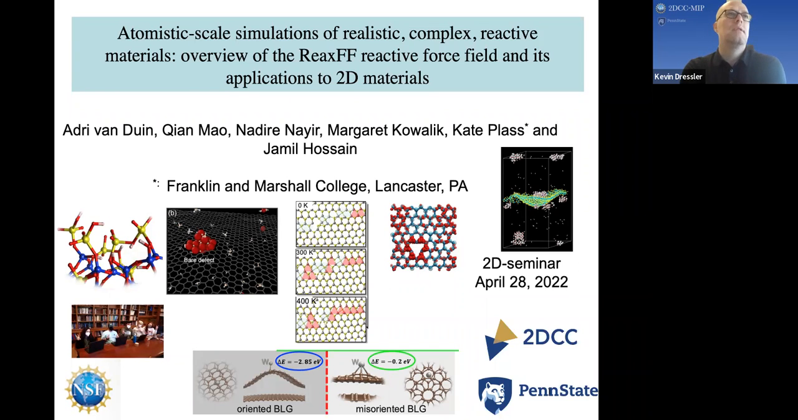Today we have Dr. Adri van Duin from Penn State University. He's a distinguished professor in mechanical engineering. And today he's going to be talking about a well-known piece of software called ReactFF. And in this talk, he's going to be talking about its applications related to 2D materials. Dr. van Duin, please go ahead.